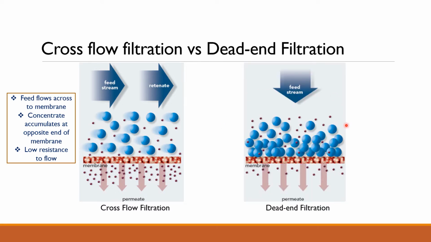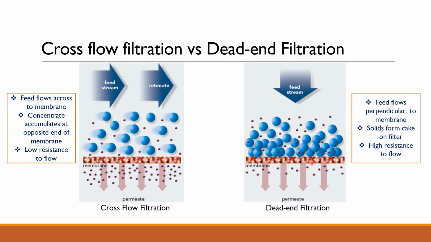Whereas the second type, that is dead-end filtration, here as you can see in the picture, the feed stream flows perpendicular to the membrane, and the solid particles which are present in the feed will accumulate directly on the filter, offering high resistance to the flow of the fluid, that is the feed, after the deposition.